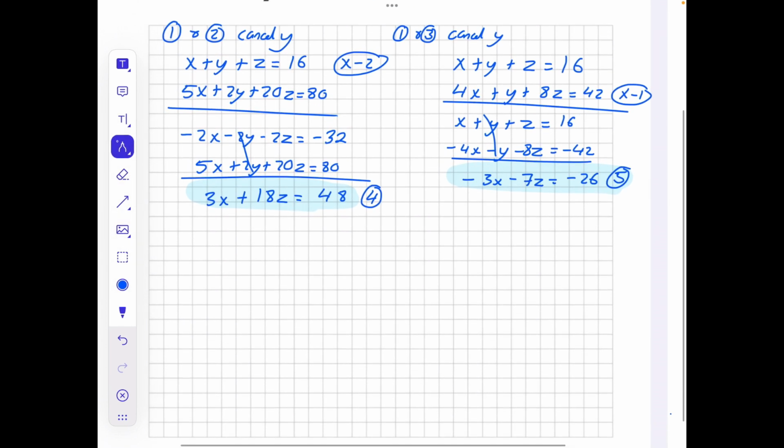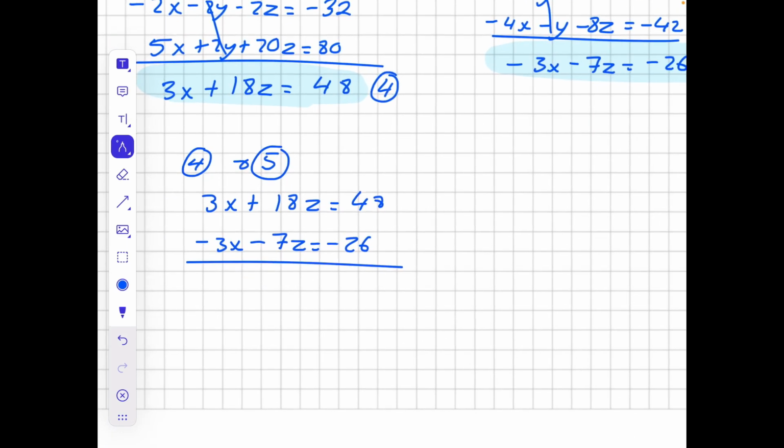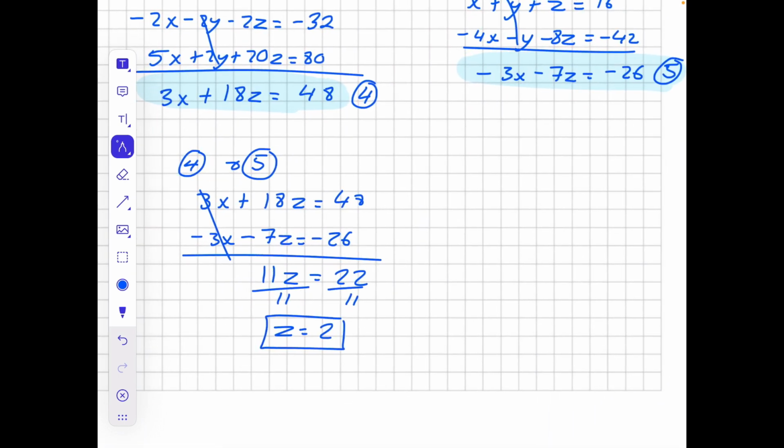Okay, now that I have equation 4 and 5, I'm going to work with the two of those, and I'll be able to solve for one thing. So we have 3x plus 18z is equal to 48, and minus 3x minus 7z is equal to -26. Now this is, I guess, best case scenario. We actually don't have to do any work here. The x's cancel by themselves. And then we're just left with 18z minus 7z. That is going to give me 11z is equal to 48 minus 26, which gives me 22. Divide both sides by 11, z is equal to 2. There's my first answer.